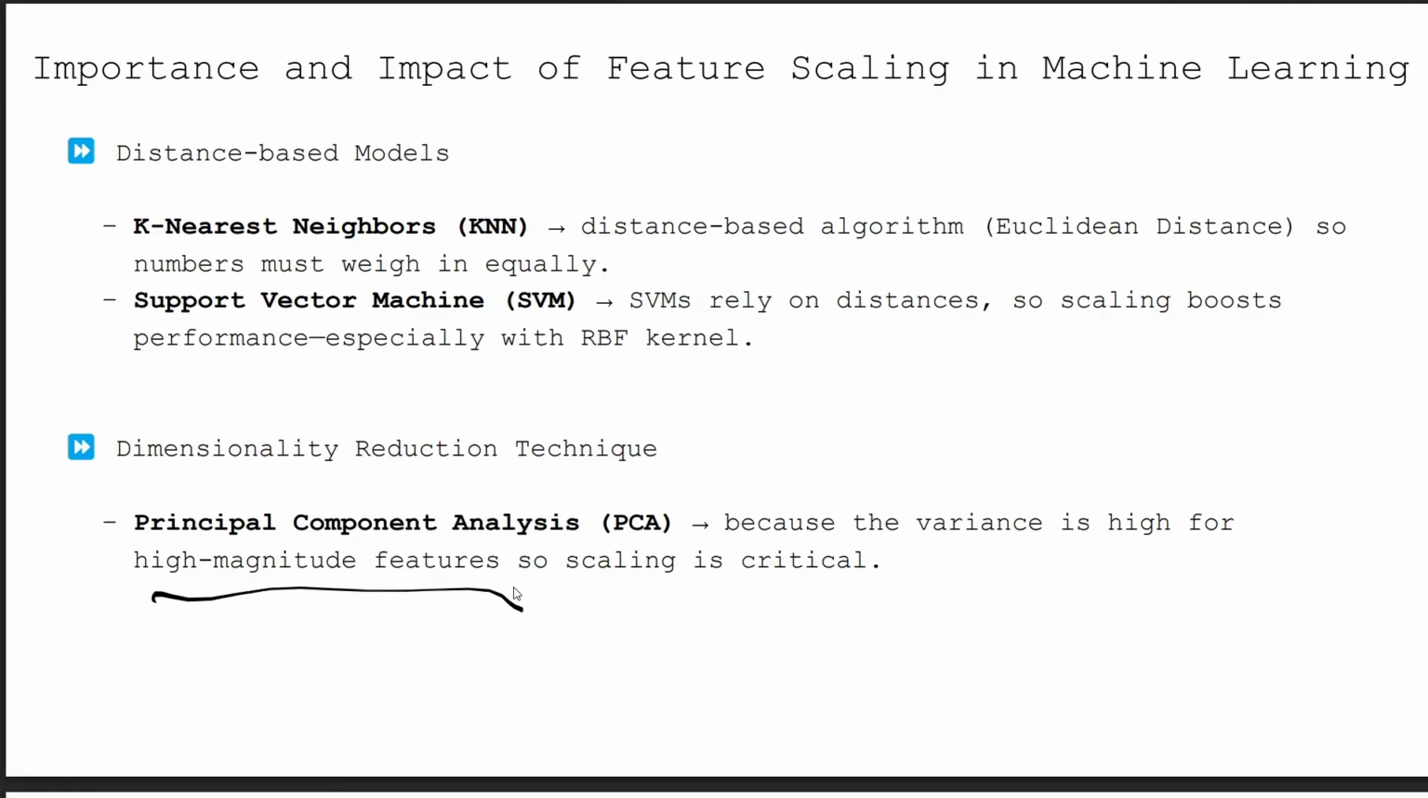So again, it will not give equal importance. We have to scale the features in that condition also, so that just because of a higher magnitude feature, it does not consider the variance to be high.